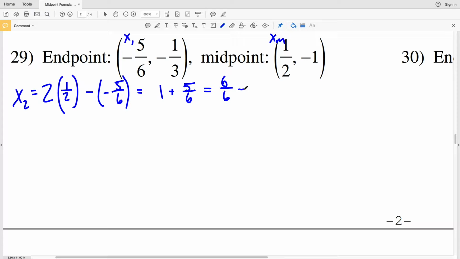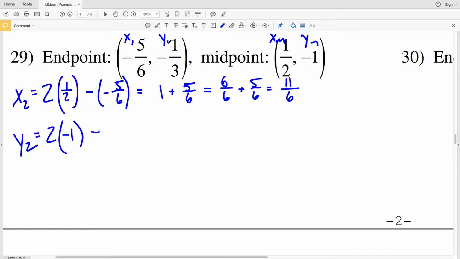So 6 over 6 plus 5 sixths, adding my numerators together, over that same denominator, 6 plus 5 is 11, so that's 11 over 6. And this fraction cannot be simplified any further, so that's my x value for my endpoint that we're locating. Now, for y sub 2, that's going to be 2 times y sub m, which is negative 1, and then we're going to be subtracting y sub 1, which is a negative 1 third. So 2 times negative 1 is negative 2, and then we're going to be subtracting a negative 1 third, which is the same as adding a positive 1 third.